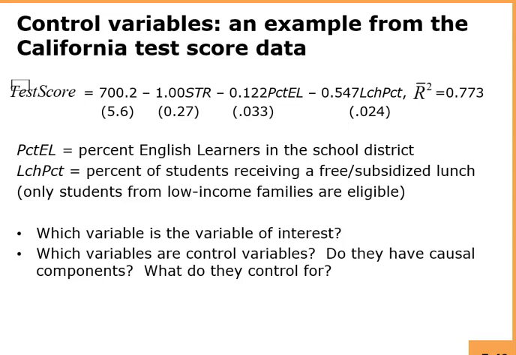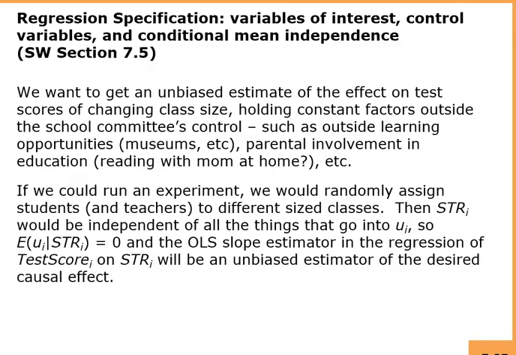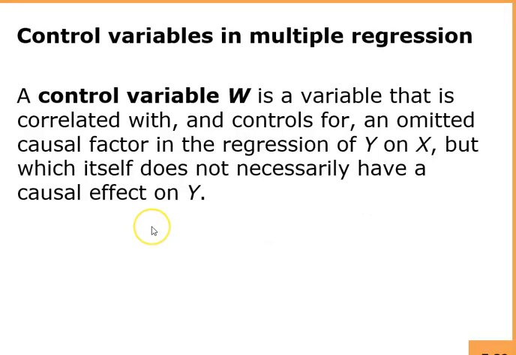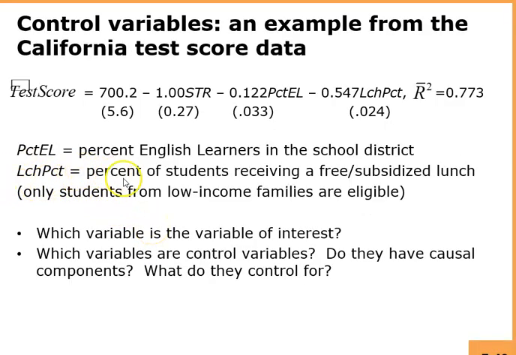Similarly, LCHPCT, which is the percent of students receiving a free subsidized lunch, can also be considered a control variable, because this is also correlated with the affluence, which is part of the residual. And that is because only students from low income families are eligible for a free subsidized lunch or school lunch program. So then what becomes the variable of interest in this, from this equation? The variable of interest would be the student-teacher ratio.